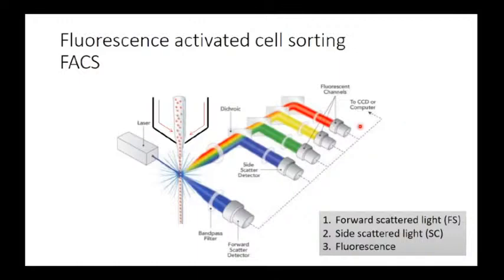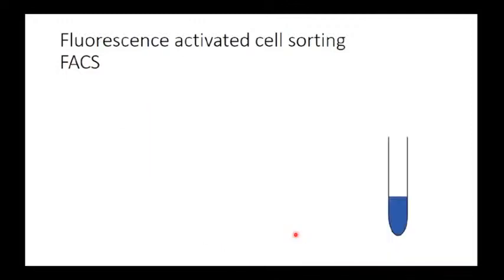As we saw in the flow cytometer, we have forward scatter light and side scatter. Here we also have the fluorescence. So say that I have a cell mixture. Inside this mixture, I have cells that are expressing a particular protein and other cells that are not expressing the particular protein, or the protein of interest.